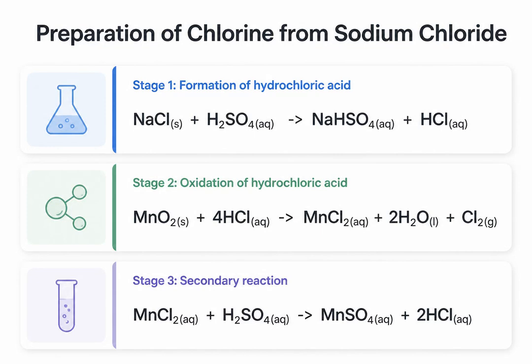An alternative and much cheaper method uses sodium chloride instead of pure hydrochloric acid. A mixture of sodium chloride and manganese dioxide is heated with concentrated sulfuric acid. This happens in stages. First, the sulfuric acid reacts with sodium chloride to generate hydrochloric acid in situ. Then, the manganese dioxide oxidizes this newly formed hydrochloric acid to liberate chlorine gas. Additionally, the manganese chloride produced can further react with sulfuric acid to release even more hydrochloric acid for oxidation.